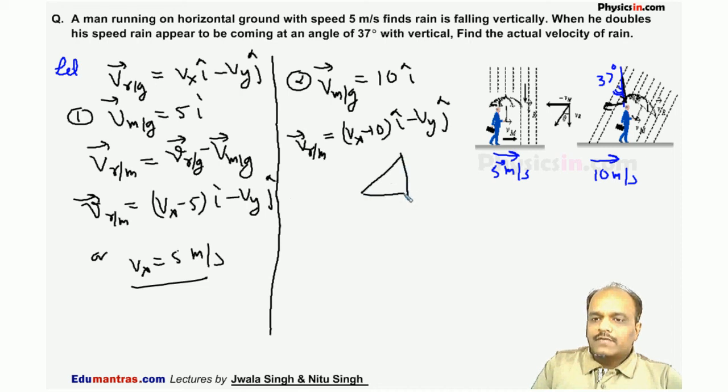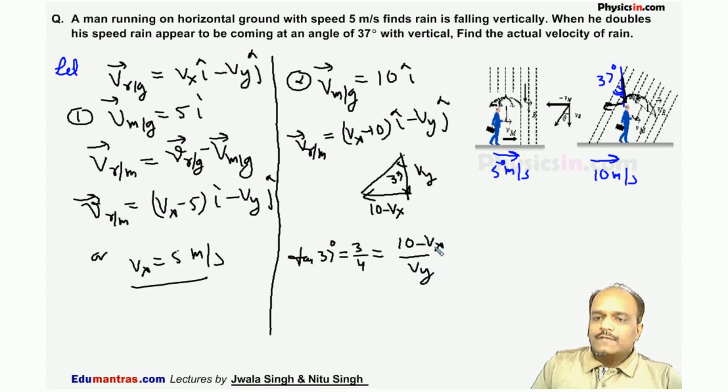It makes an angle of 37 degrees. This is the horizontal component. This is the vertical component, that is Vy, but this is 10 minus Vx. And the rain is falling at an angle of 37 degrees with the vertical. So we can say tan 37 degrees is equal to 3 by 4, which is equal to (10 minus Vx) by Vy. As we know Vx is equal to 5, so from here we get 3 by 4 is equal to 5 by Vy. So Vy comes out to be 20 by 3.